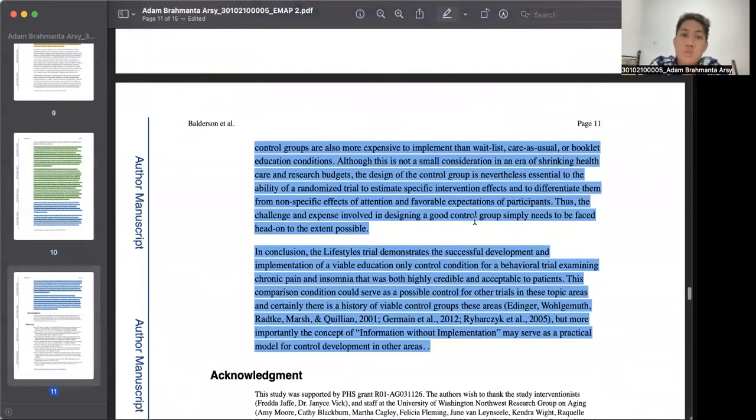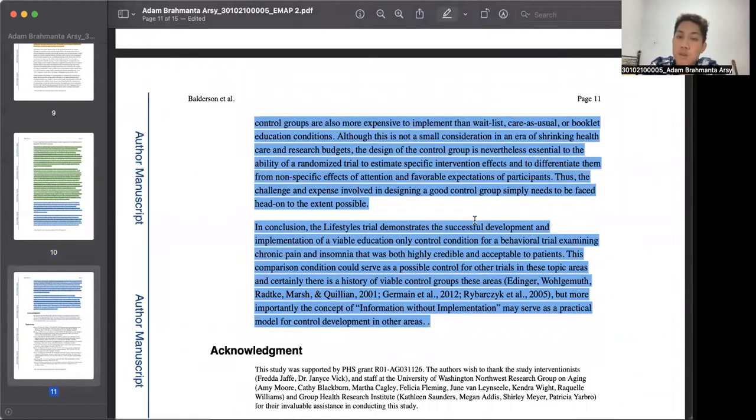Rigorous behavioral control groups are also more expensive to implement than waitlist, care as usual, or booklet education conditions. Although this is not a small consideration in an era of shrinking healthcare and research budgets, the design of the control group is nevertheless essential to the ability of a randomized trial to estimate specific intervention effects and to differentiate them from non-specific effects of attention and favorable expectations of participants. The challenge and expense involved in designing a good control group simply need to be faced head on to the extent possible.